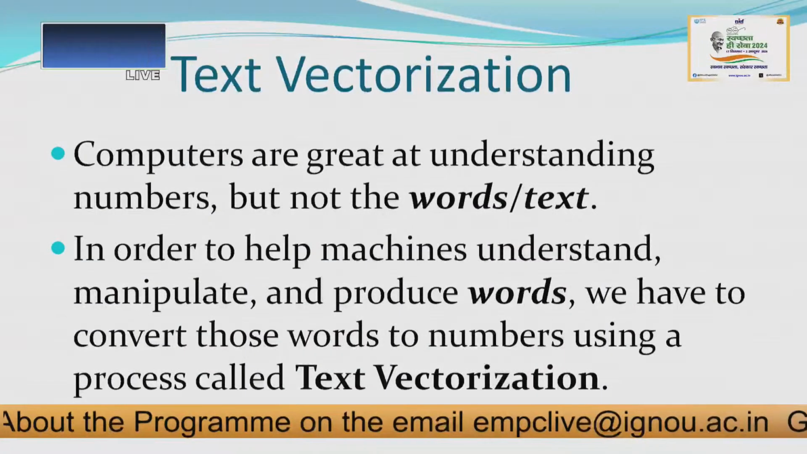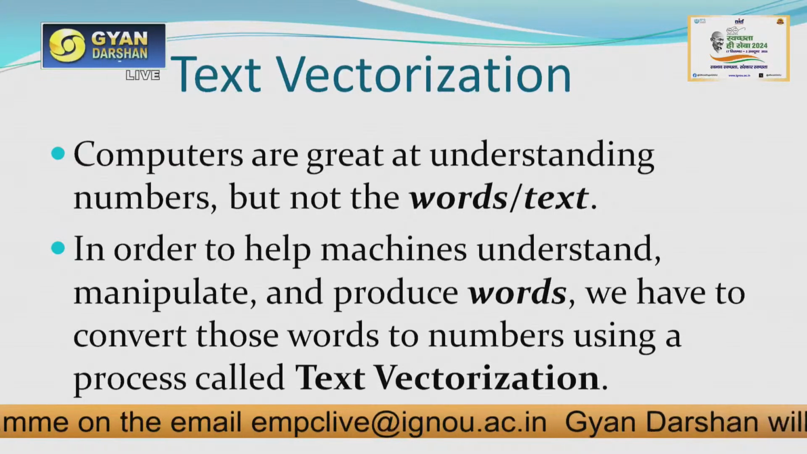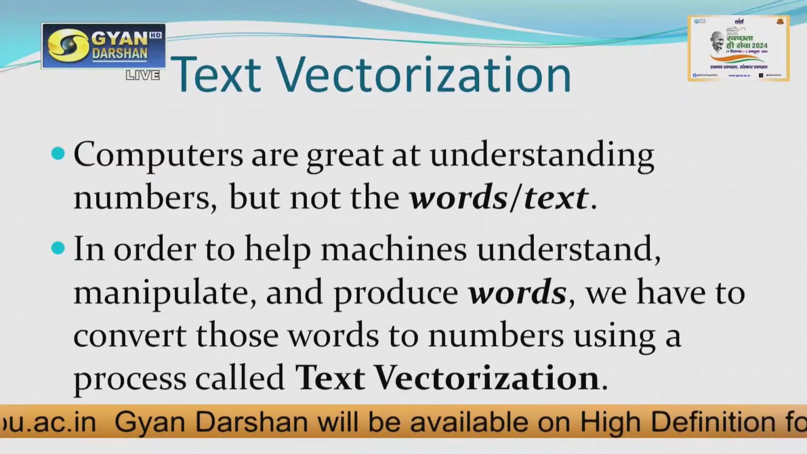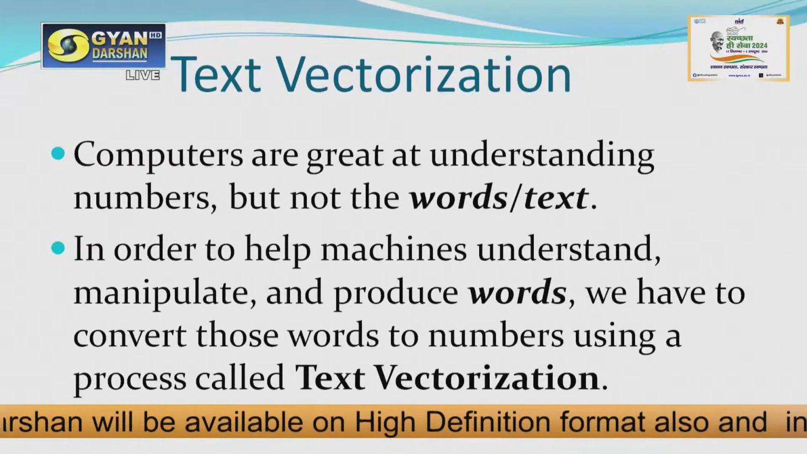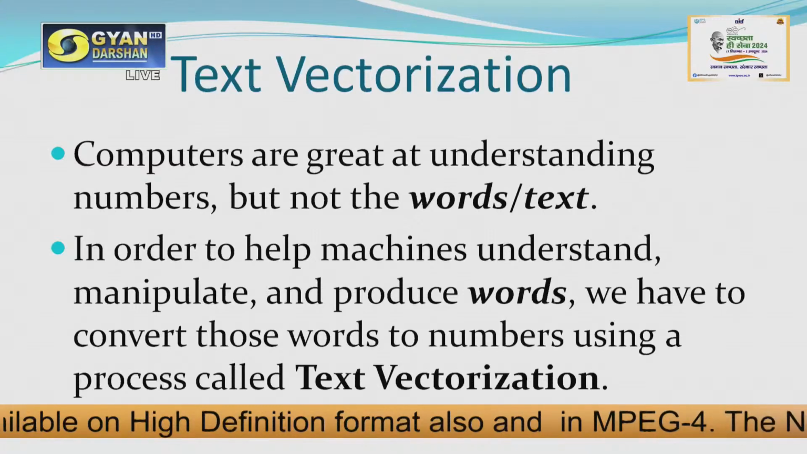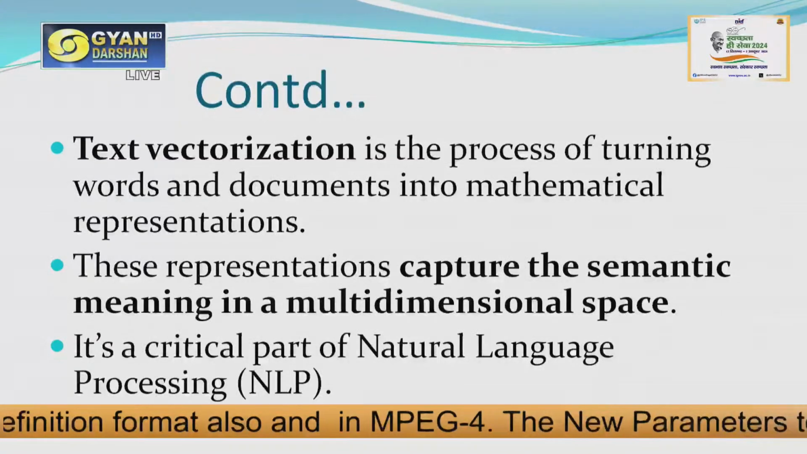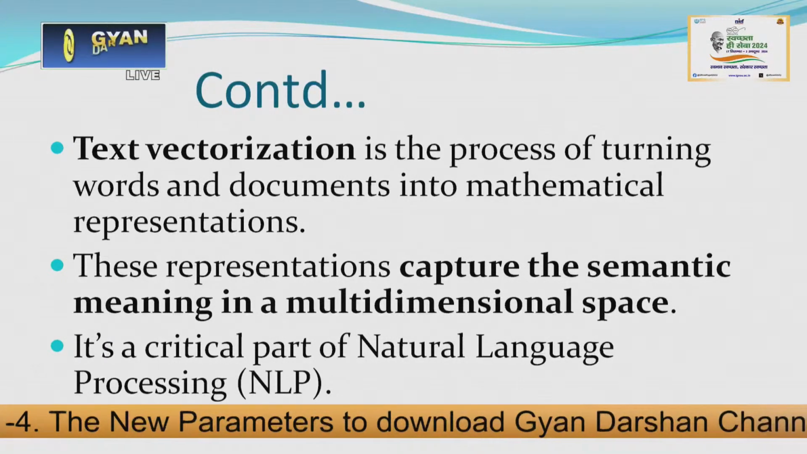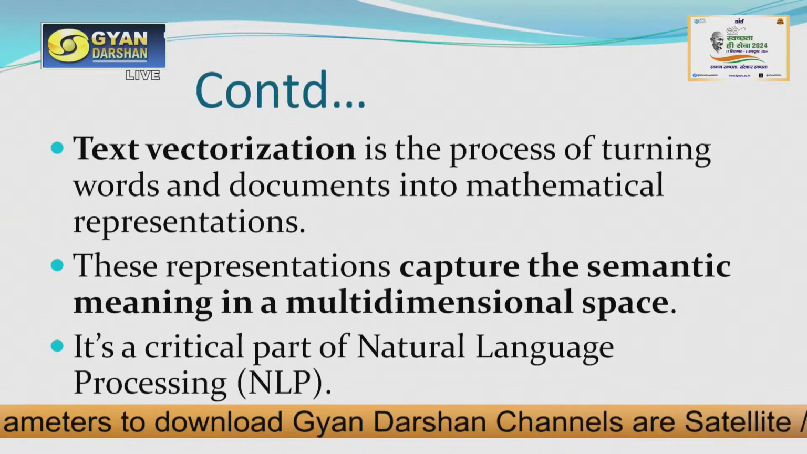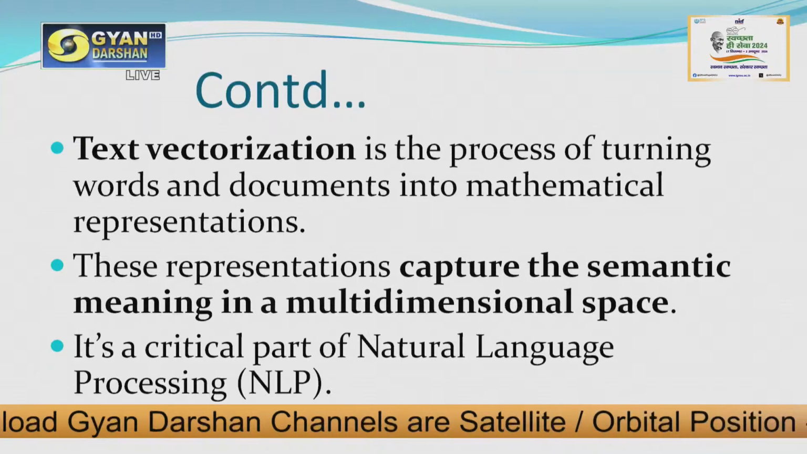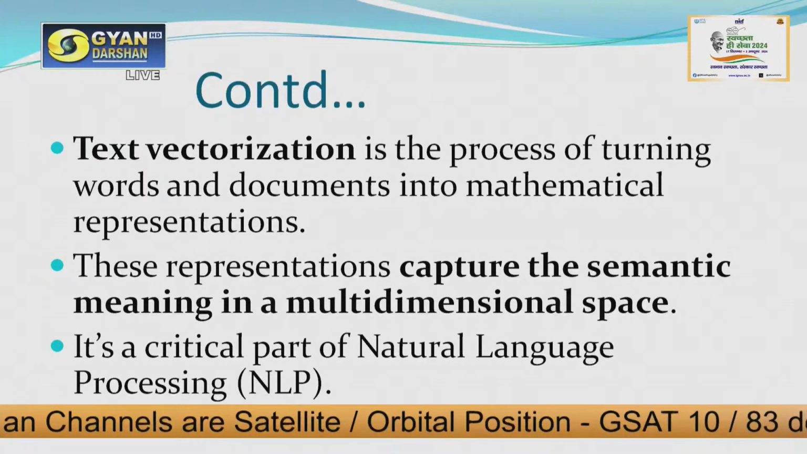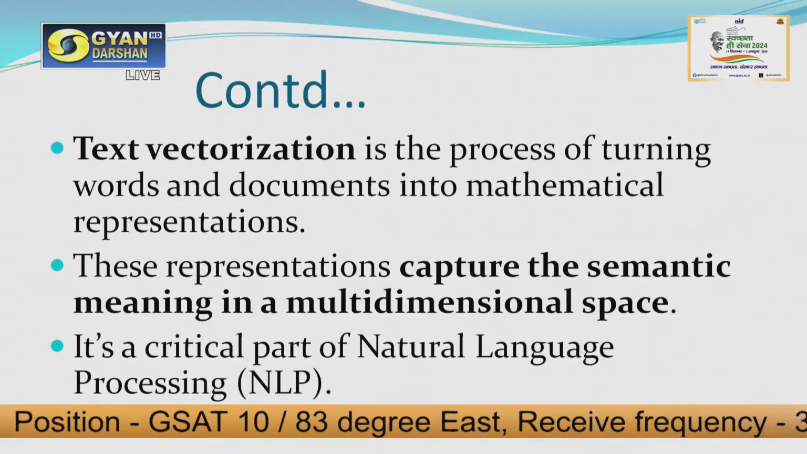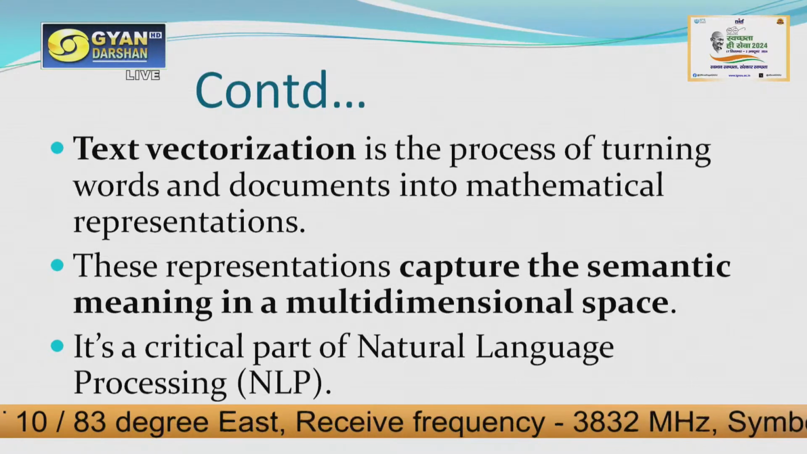In order to help machines understand, manipulate and produce words, we have to convert these words to numbers, which is the format understandable by computers. This process is called feature transformation, or text vectorization. It turns words, or even a complete document, into mathematical representations. We call this vector translation. These representations capture the semantic meaning in a multi-dimensional space, and this step is very important for all natural language processing applications.